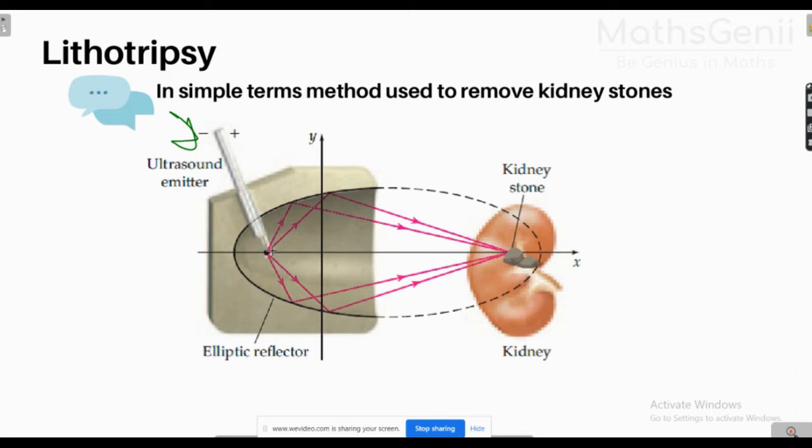So for example, in ellipse, this is your foci 1, and this kidney stone is your foci 2. Now I want to destroy this kidney stone. How will I destroy this? By sending impulses. And this impulse, the distance is always going to be the same from any point on the ellipse. The distance is going to be the same, and it will break the kidney stones into small pieces. So this is a very beautiful property of ellipse that we have used. There are many applications, I've shown you two.